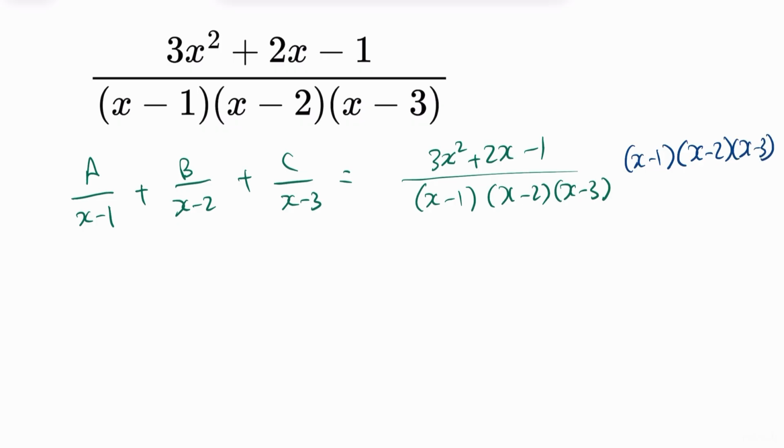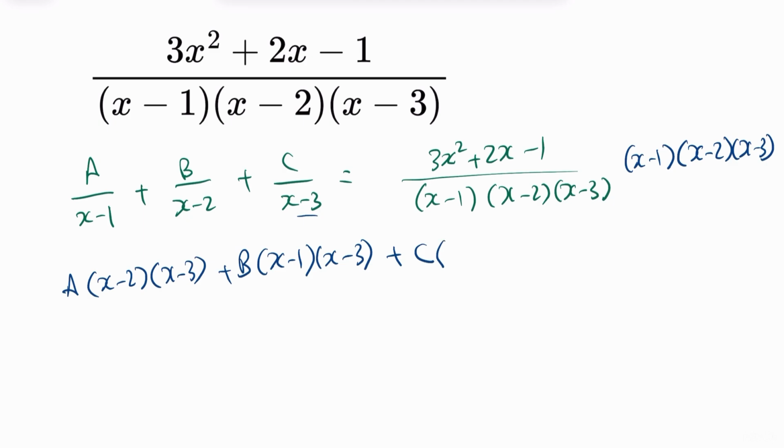by each fraction. So we come up at first with a times (x minus 2) and (x minus 3), plus b times (x minus 1) multiplied by (x minus 3), plus c. We have x minus 3, so we come up with (x minus 1) multiplied by (x minus 2) equals our numerator 3x power 2 plus 2x minus 1.